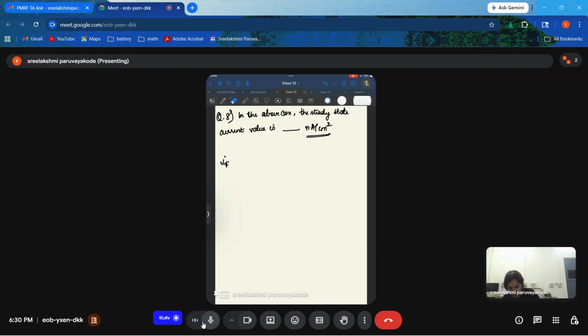I can write IF steady state as IF essence, right? So it is NF into rate of the reaction. So this we know. Now what is the rate of the reaction? It is A giving B. You have K1, K minus 1. This is the reaction, right? So forward minus backward. So that is K1 concentration of A minus K minus 1 concentration of B.